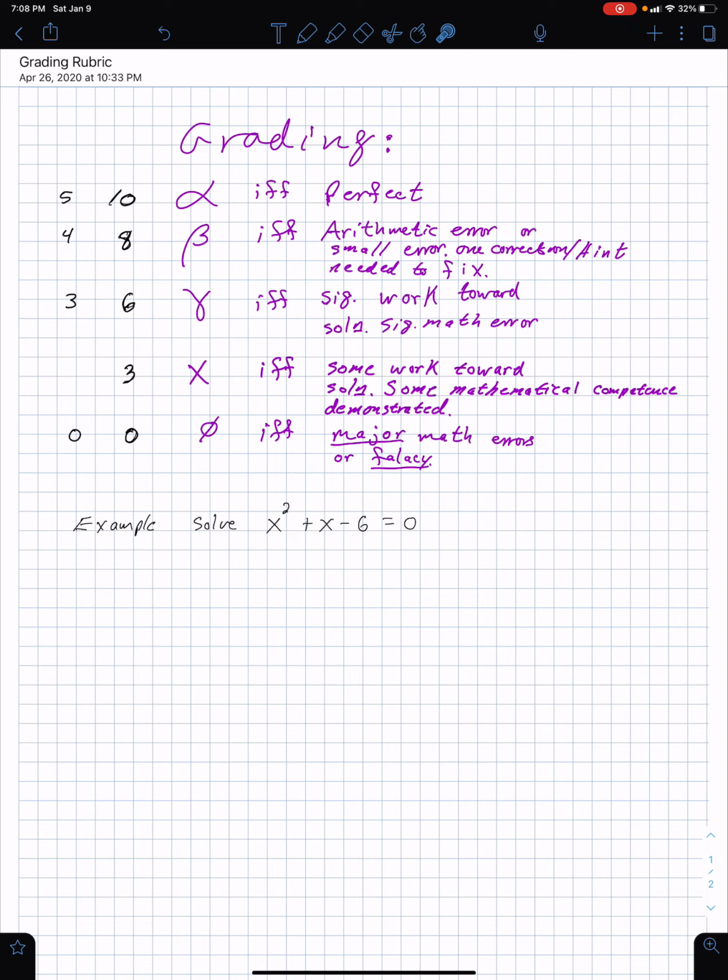And this is the null set. So that's really an empty set, which means it's not worth anything. So that's if something is completely wrong, and there's really no points I can give.